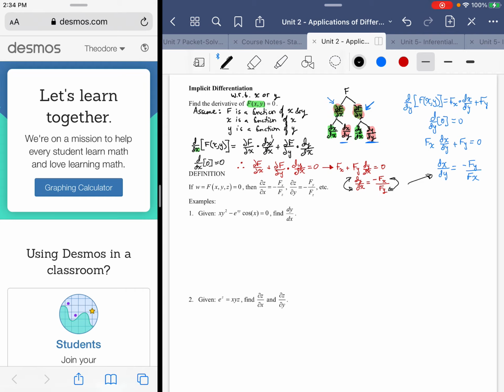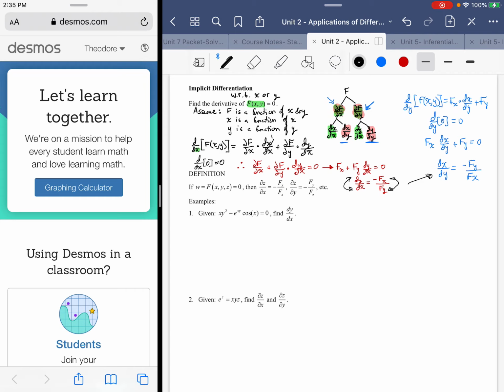More importantly, it gives us a way of finding a derivative of an implicitly defined multivariable function without having to go through the process of solving it explicitly first. All right, so you see in the case of number 1, xy squared minus e to the xy cosine x equals 0.